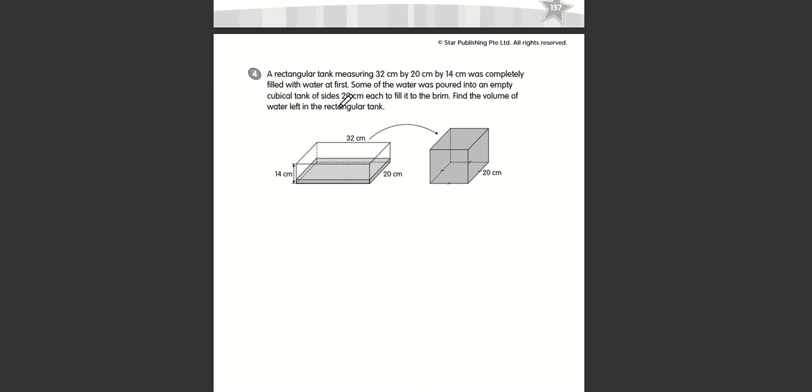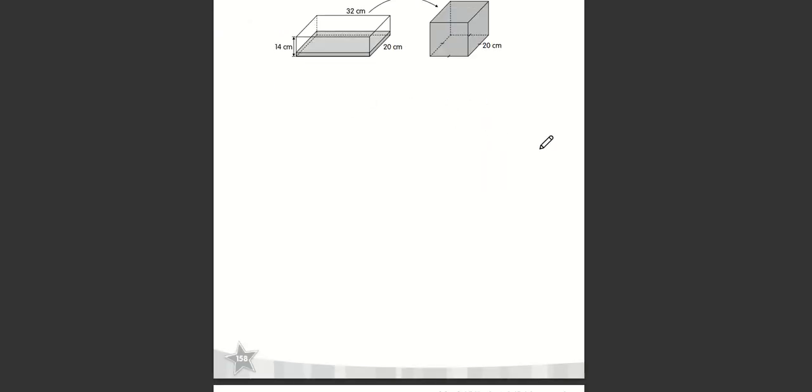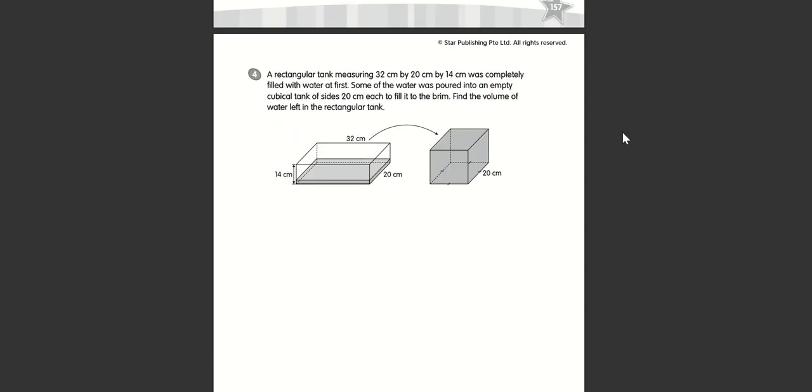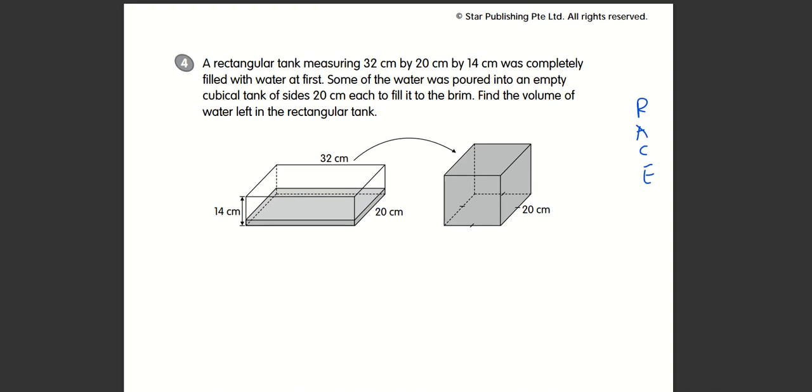This is question number 4, volume word problems, level 2 questions, workbook page 158. Now, in this question, it looks slightly different from the previous questions because now you see two different containers. Let's take a read. The rectangular tank, so can you identify which one is the rectangular tank?